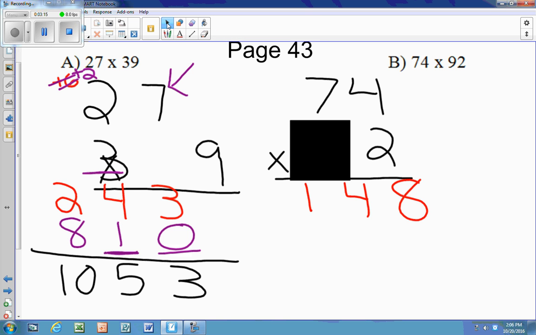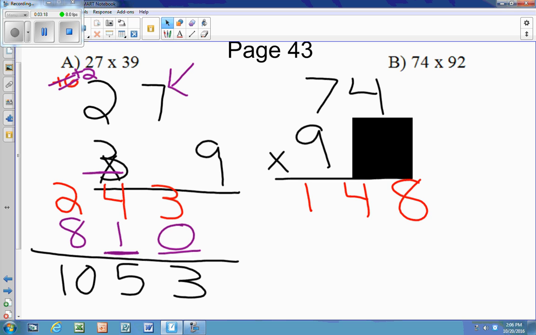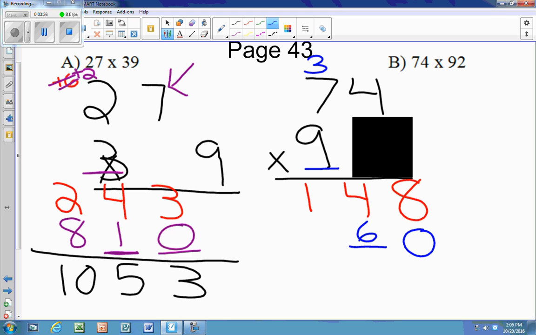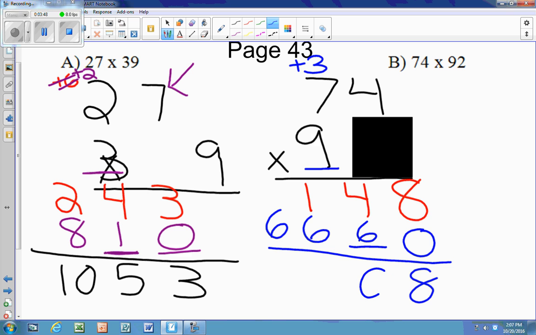I'm now done with my 2, so I shift this over to cover my 2. I now know that I'm going to multiply with my 9, but it is in my tens place, so I need to start in my tens place, so I need to fill with a 0. 9 times 4 is 36. I put the 6. I carry my 3. 9 times 7 is 63. Add in my 3, which is 66. So here's a 6. No place to carry the other 6, so I put it down. And now I just add them all together. And I have my answer of 6,808.